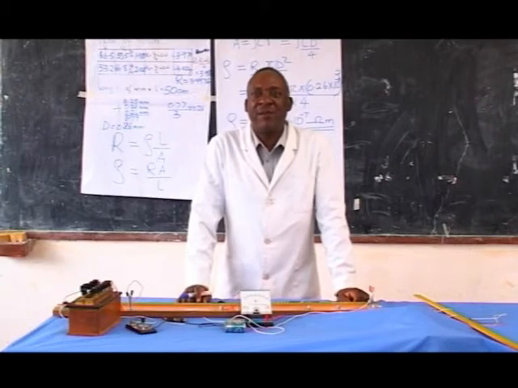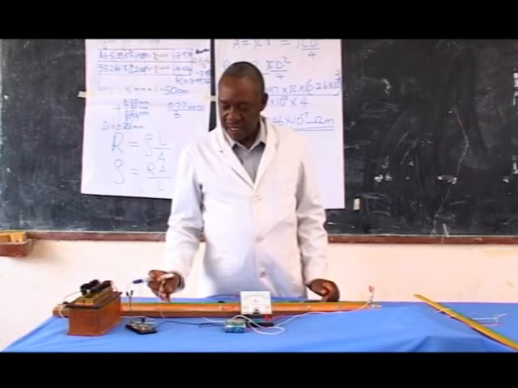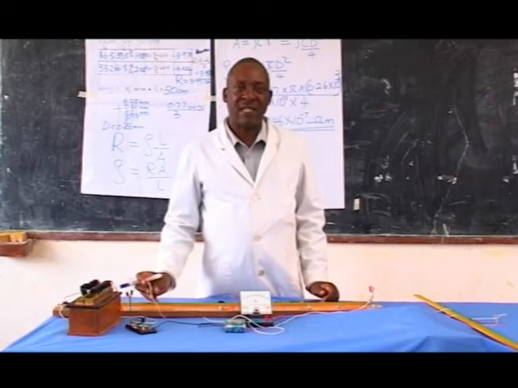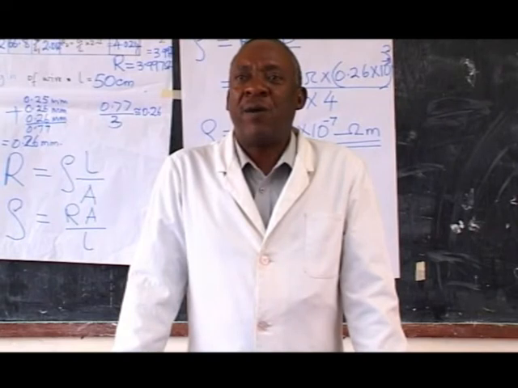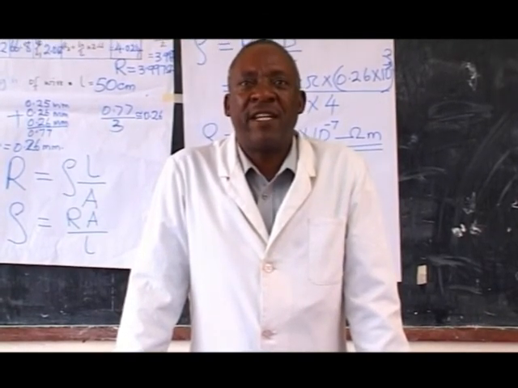is heating of the circuit due to sliding of the jockey. You must touch the wire and not slide on it. Now determine the resistance of nichrome wire and hence find its resistivity.